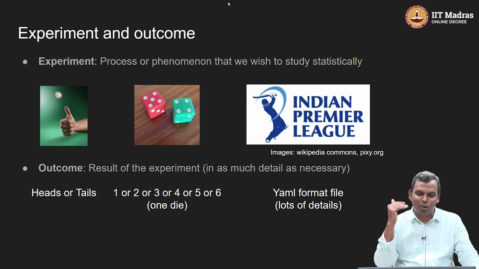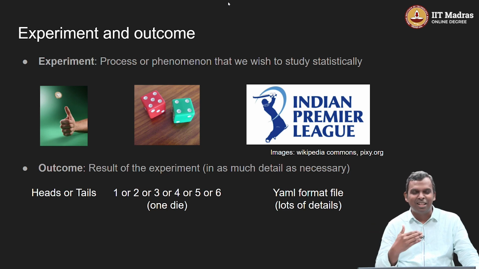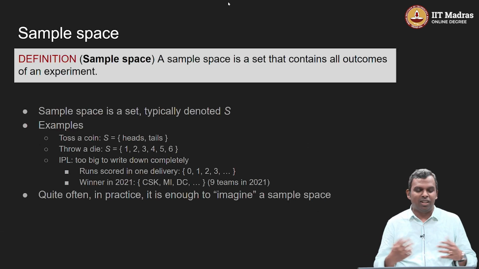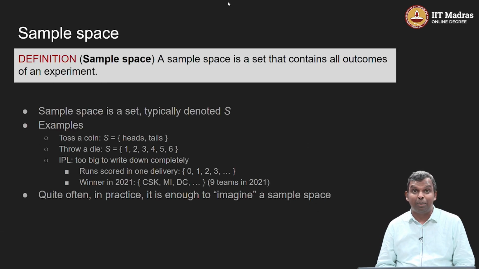Okay, right. So your understanding of the experiment is also very important, but nevertheless, for the theory and definitions and equations, the outcomes are central. Okay, all right. The next important definition is that of a sample space.